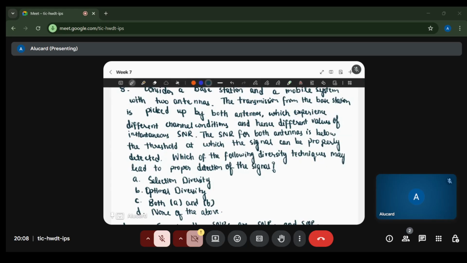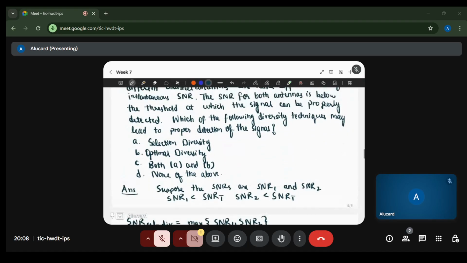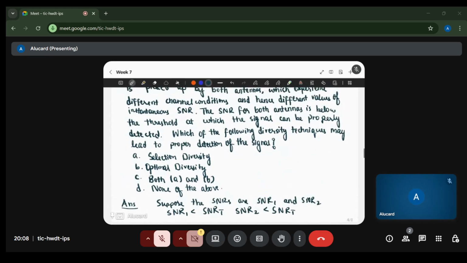Alright. So in this question, suppose that the SNRs of the received signal at the two antennas are SNR1 and SNR2. We are given that both the SNRs are below the minimum required SNR for the receiver to work properly. So let's call that SNRT, the SNR threshold. Both SNR1 and SNR2 are less than the threshold value.